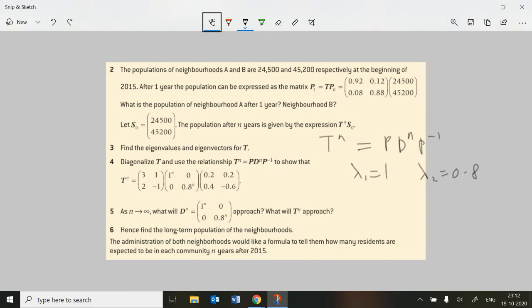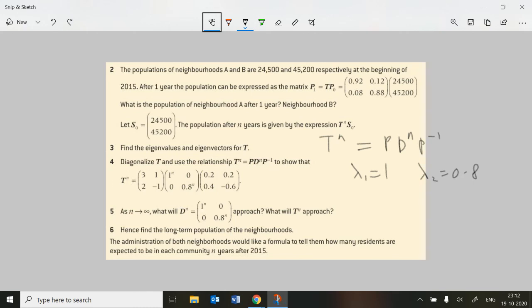We're applying D to the power of n. This is the interesting bit here. They're saying, well, look, as n tends to infinity, what happens to this diagonal matrix when we go D to the power of n? And that will affect, of course, what happens to T to the power of n.